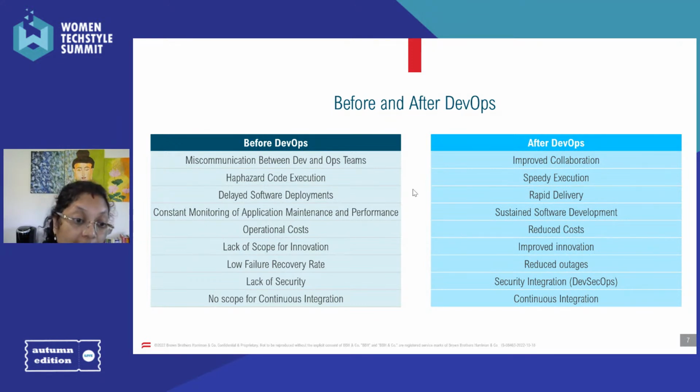This design did lack scope for innovation. There was a lower failure recovery rate. We all know that. There was lack of security, and definitely there was no continuous integration. What did DevOps bring after DevOps? We had improved collaboration between the development and operations teams. We had speedy execution. We had rapid delivery, and we had sustained software development, reduced cost, improved innovation, reduced outages, configuration, integration, to name a few.